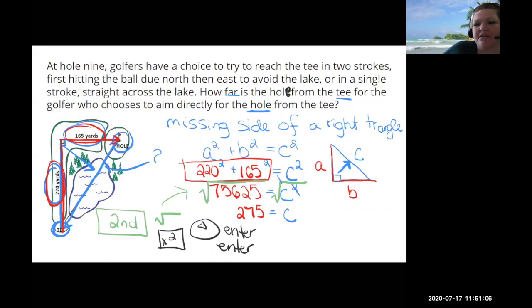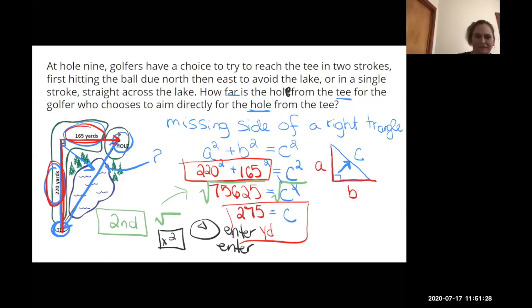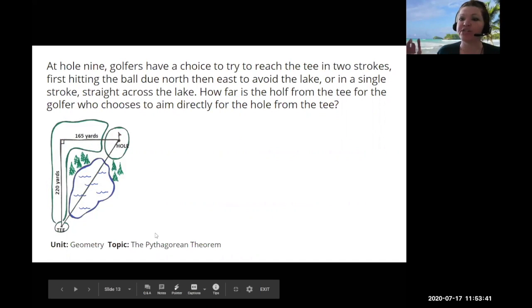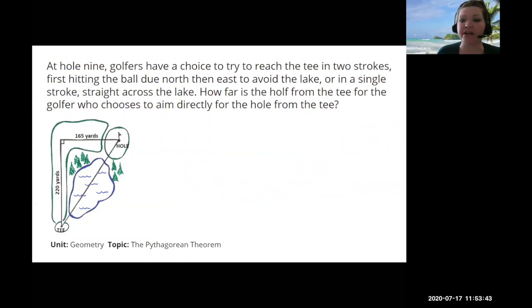So I know my C, my hypotenuse, is 275. 275 what? Oh, I keep saying feet, feet, feet, but it ain't feet. What is it? Yard. Bingo. 275. That would be even crazier. 75,000 yards across the lake. So much trouble. Okay, so 275 yards across the lake. Okay, that makes sense. So this is in the geometry unit. If you want more practice, topic is the Pythagorean theorem. And yeah, it takes a little bit of practice.